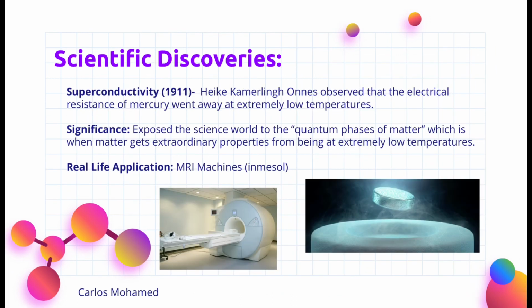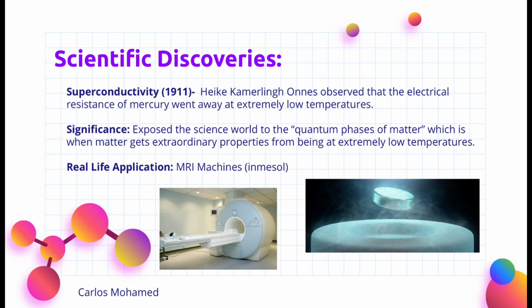Secondly, another scientific discovery is superconductivity. Superconductivity was discovered in 1911 by Heike Kamerlingh-Onnes, and she observed that the electrical resistance of mercury completely went away when she put it at an extremely low temperature. This was at around 4 Kelvin, and the significance was that it exposed the science world to quantum phases of matter, which is a special phase of matter when it gets extraordinary properties from being at extremely low temperatures.